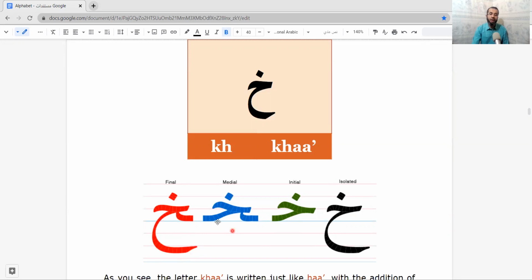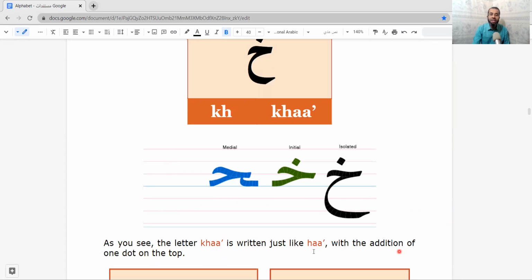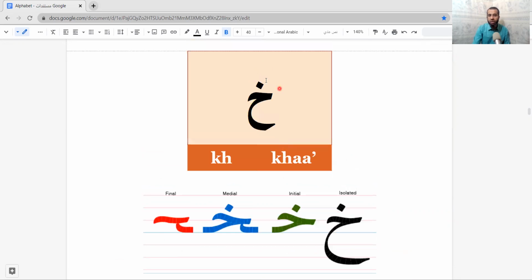This is kha. As you see, the letter kha is written just like ha, which we studied before, as in Ahmad, Muhammad, Mahmoud, with the addition of one dot on the top. So this is kha. If you delete the dot, it will be ha.